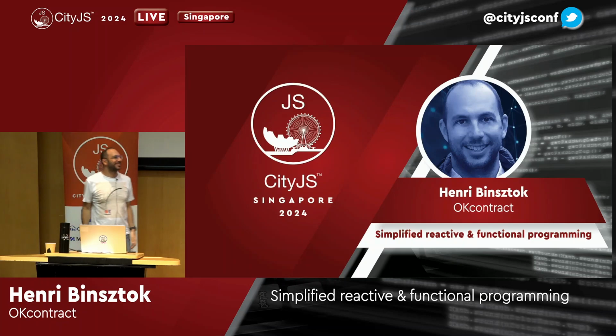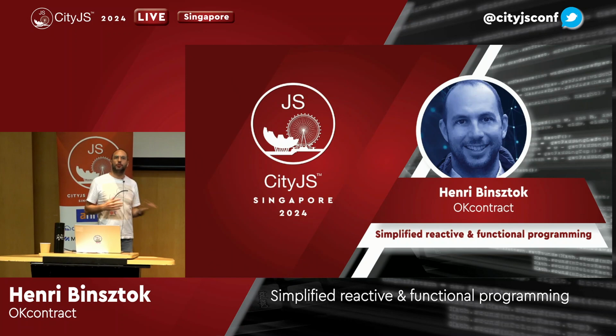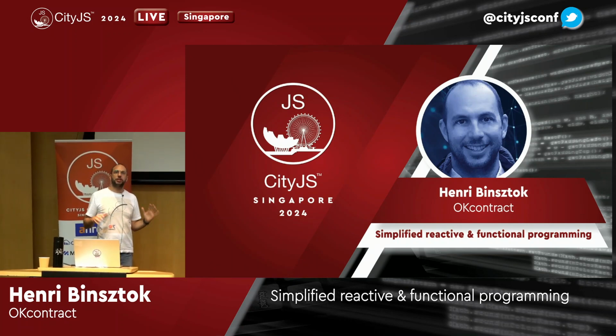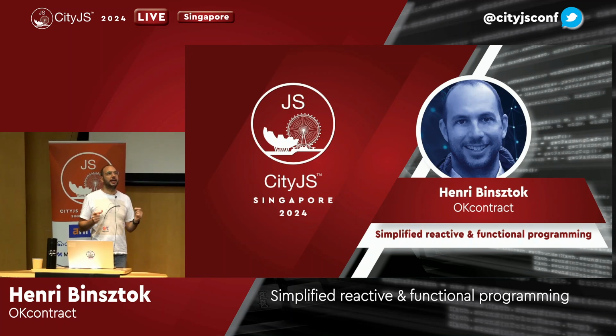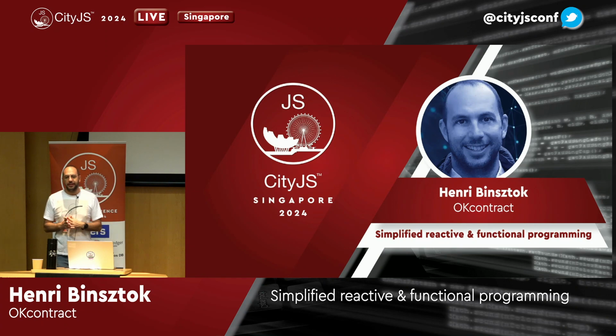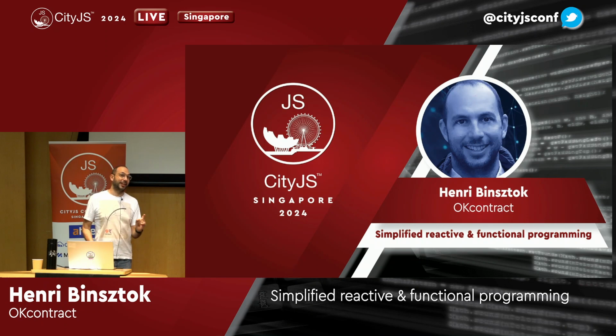Hi, everybody. Today, we're going to talk about functional programming in the context, of course, of front-end development. I'm Henri, and I'm the co-founder of OK Contract, which is a startup which does front-end automation for blockchains. Somehow I won't talk about blockchains at all today, but there's a link.